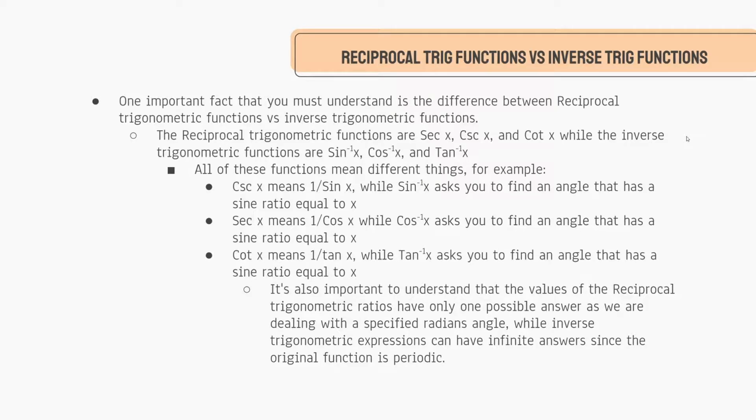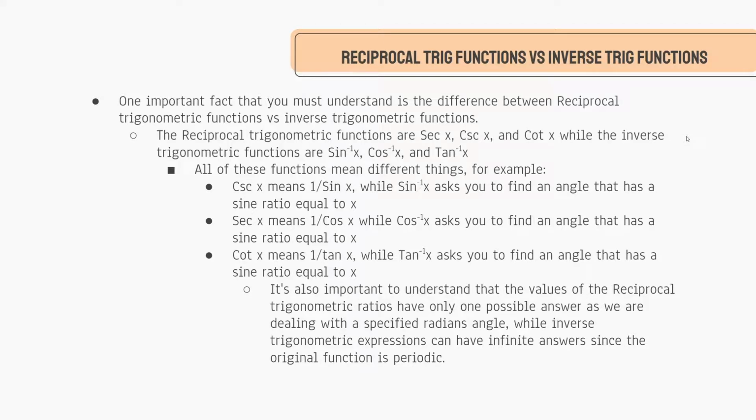One important thing that you must learn and understand is the difference between the two. We know that the reciprocal trigonometric functions are secant of x, cosecant of x, and cotangent of x, while the inverse trigonometric functions, or expressions, are sine to the power of negative 1. I know that's not how you say it. You say sine inverse of x, cosine inverse of x, and tan inverse of x. Now, all of these have different meanings, and this is what they actually mean.